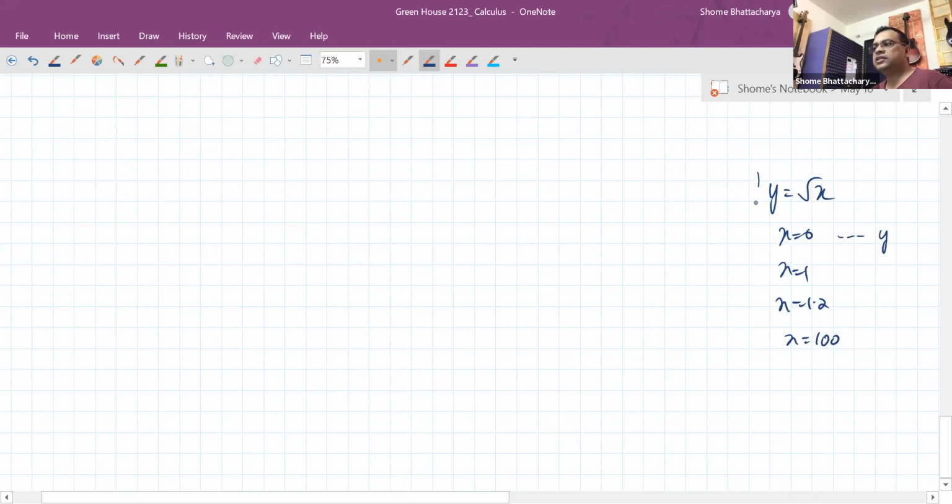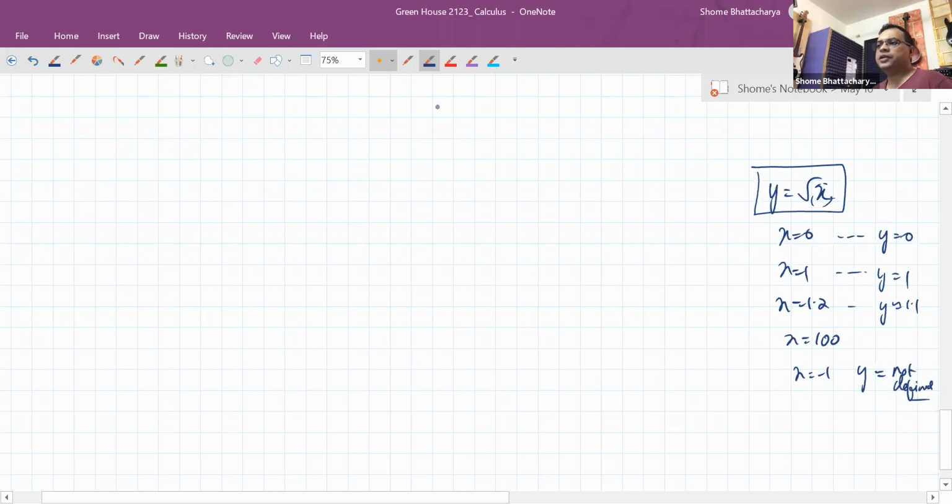So what the function tells us is that when x's value is 0, y's value is 0. When x's value is 1, y's value is also 1. When x's value is, for example, 1.2, y will be square root of 1.2, which will be very close to 1.1. Understood the point? Yes. This one also tells us that if x's value is taken as -1, y is not defined. So even that can happen in a function.